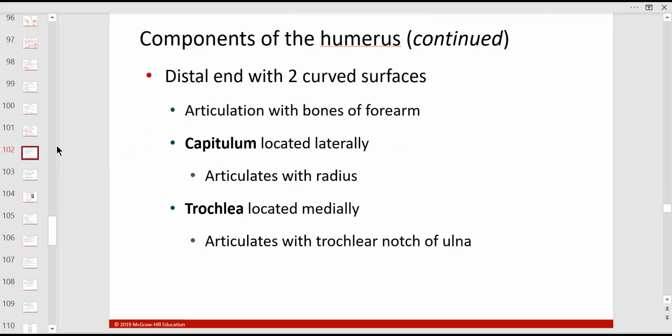Now here's the hard part. Now this is distal, and you have 2 major parts, and they're hard to see. The capitulum looks like a marble, and what you should know about the capitulum, you only see it anterior, and it's lateral.